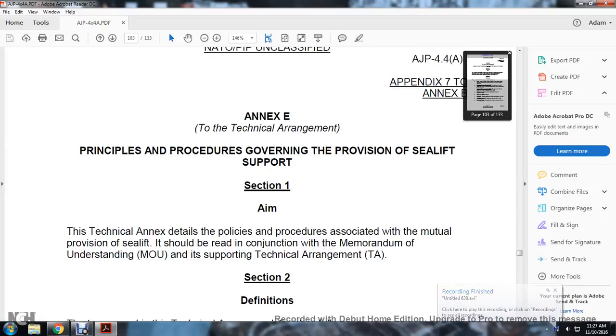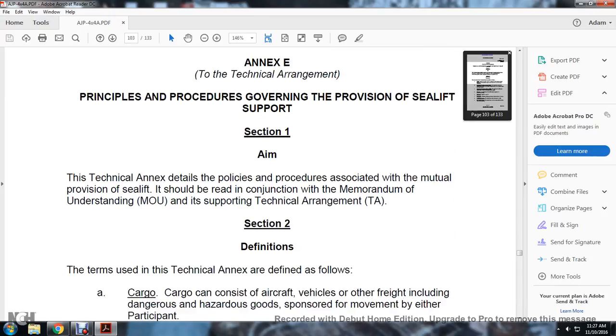Alright, Annex C, Principles of Procedure governing the provision of the Seaport, Section 1A, and the technical arrangement annex details the policy and procedures associated with the mutual provision of CLIF. It should be read in conjunction with the Memorandum of Understanding, Support, and Technical Agreement. Section 2, the terms and definitions. The technical annex defines as follows.